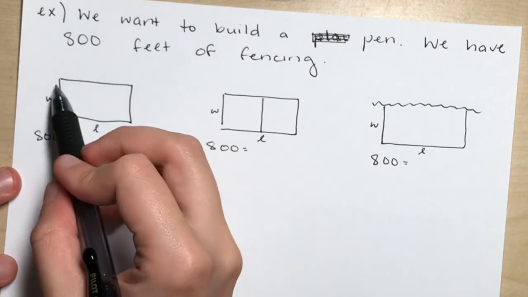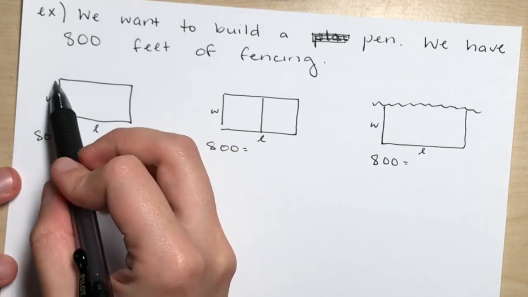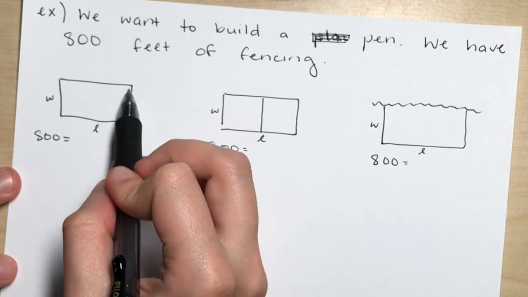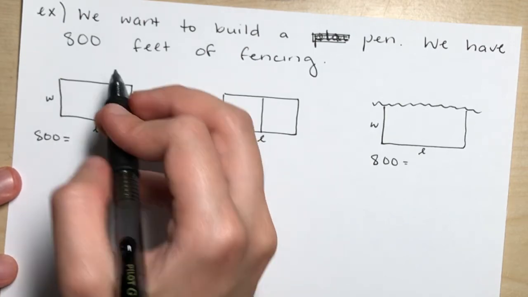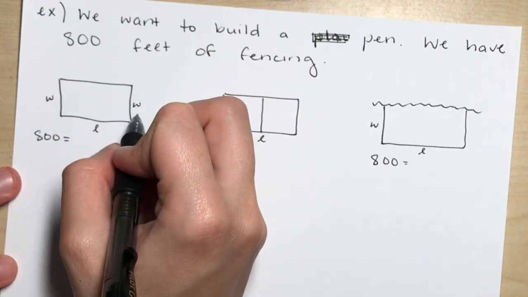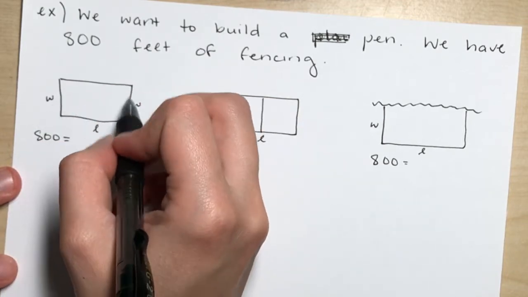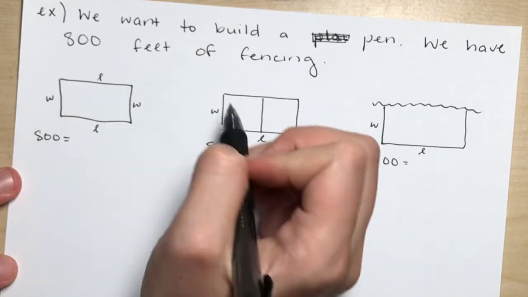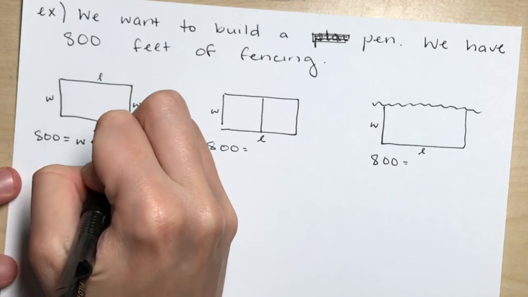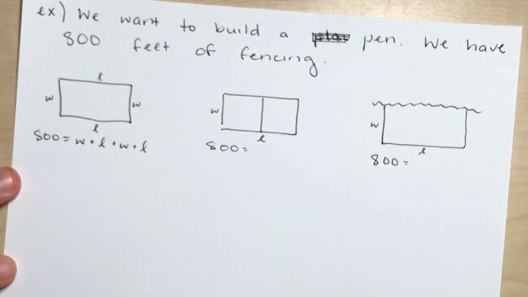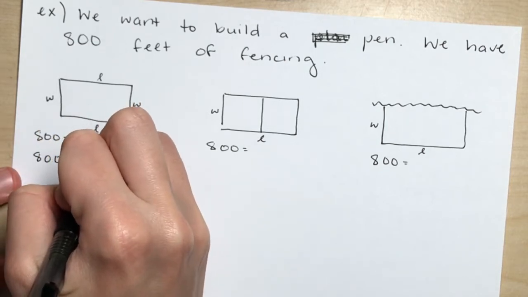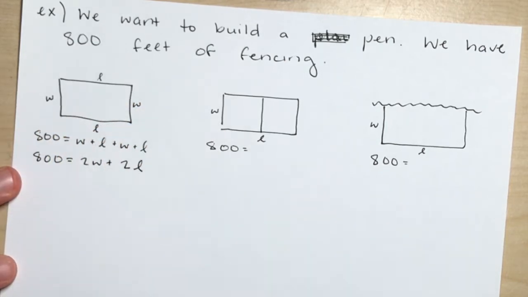So here, the 800 is going to be width, length. What is this amount here? This is another W, right? They're across from each other, so they have to be equal. Same thing here, this has to be L. So we've got W, L, W, L, which means we have 800 equals 2W plus 2L.